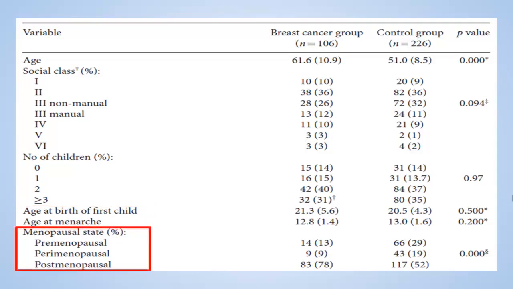Menopausal state. It has no unit of measurement. It can be ordered in a meaningful way. Premenopausal is before perimenopausal and perimenopausal is before postmenopausal. So this type of variable is an ordinal categorical variable.